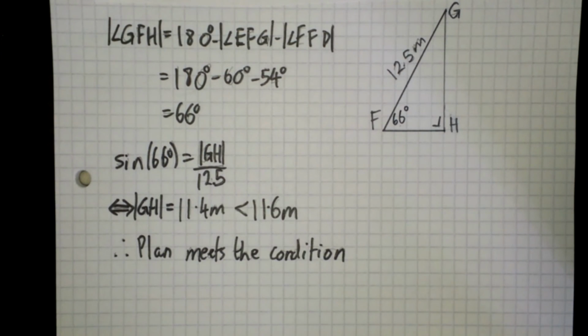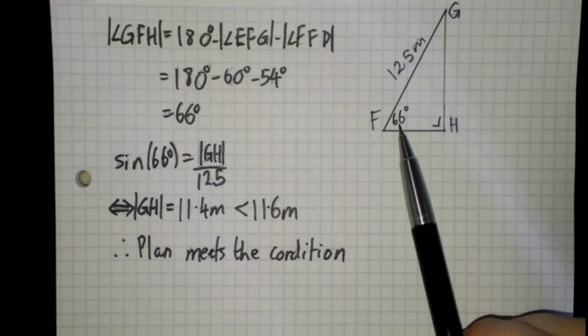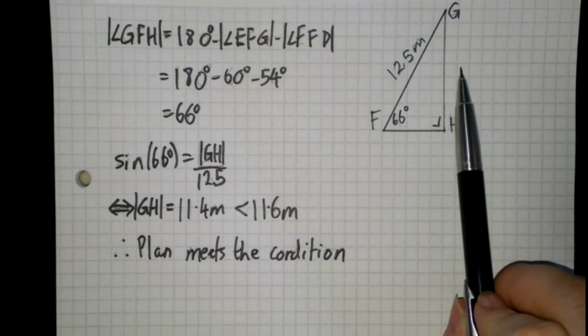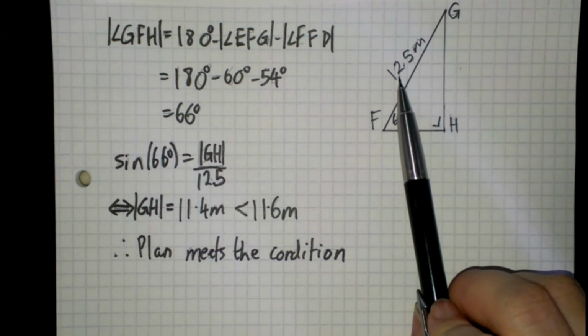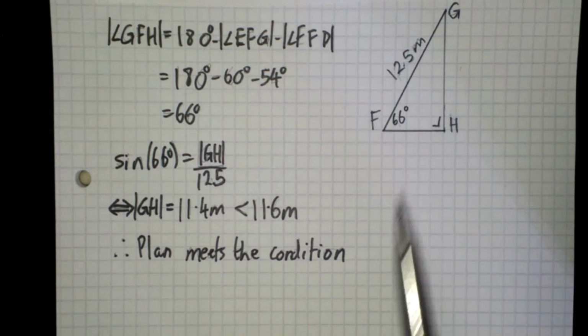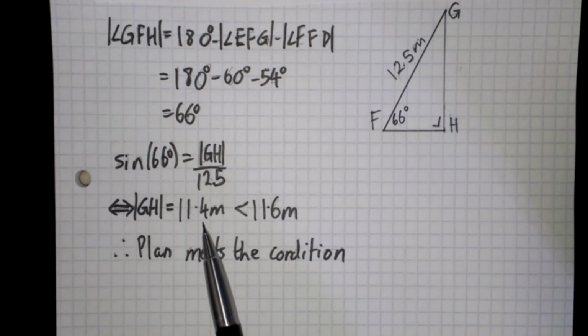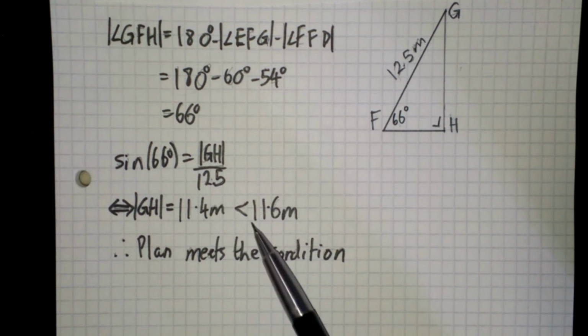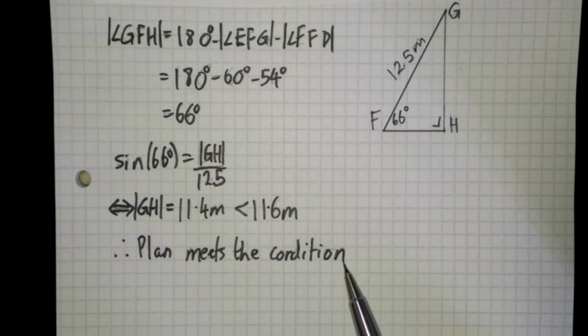To finish that off, I know I have a right angle triangle now, so I can just use the basic trigonometric identities for that. I can say that sine of this angle is equal to this vertical length that I'm looking for divided by the length of the hypotenuse, which is 12.5 meters, and that gets me that this length here, GH, is 11.4 meters. And don't forget, the question is, does the plan meet this condition that that height is less than 11.6 meters, or less than or equal to 11.6 meters even, which is true here because 11.4 is of course less than 11.6, therefore the plan meets the condition.